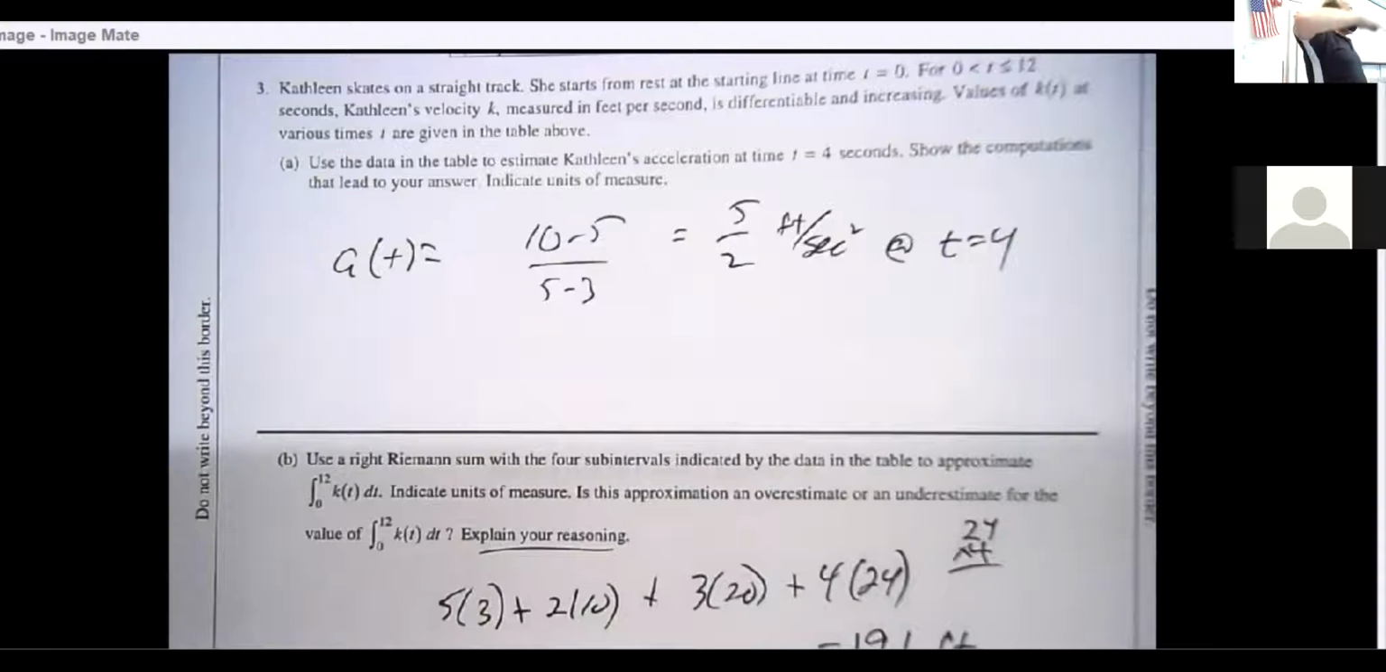So if it's an increasing function, what would a left side give you? That would be an underestimate. So they are assuming a certain level of understanding. So you don't have to be, because it's a right side sum and it's an increasing function, although that would be safer. Okay, part C.